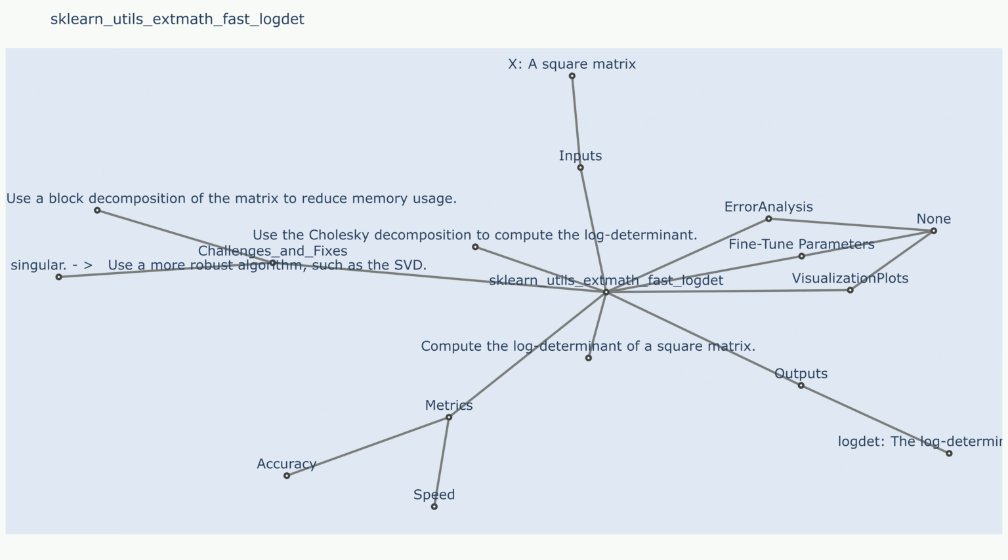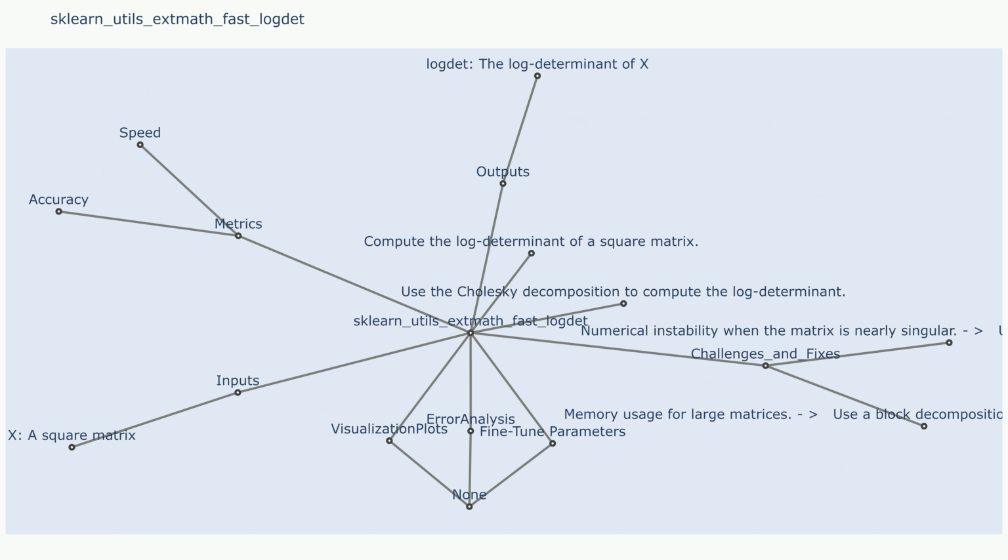Metrics: computational efficiency. The fast_logdet function is designed to be computationally efficient, particularly for large matrices. It utilizes optimized algorithms for Cholesky decomposition and log-sum-exp, minimizing the number of operations required.